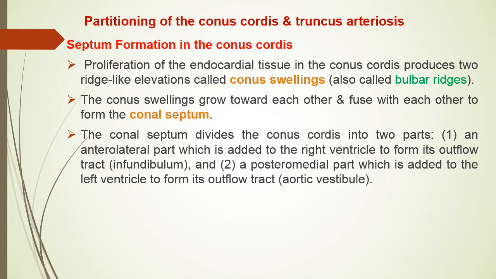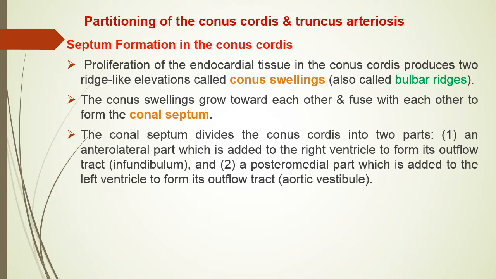This is called the conal septum, and by the formation of the conal septum, the conus cordis is divided into two parts. One part is added to the right ventricle. This is the anterolateral part of the conus cordis, and it forms the outflow tract of the right ventricle, which is called infundibulum or conus arteriosus. And the posteromedial part is added to the left ventricle to form the outflow tract of the left ventricle. It is also known as the aortic vestibule.